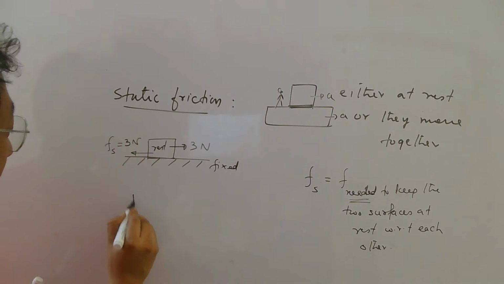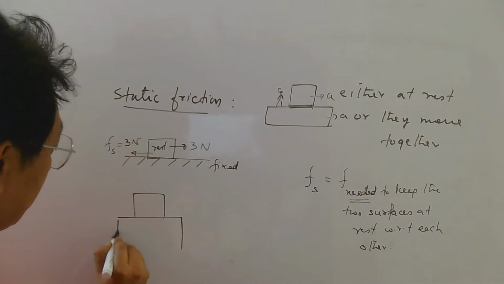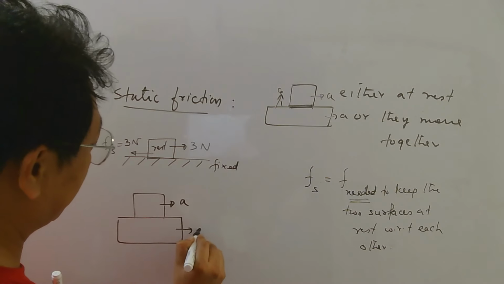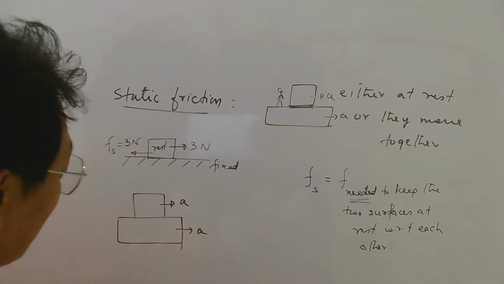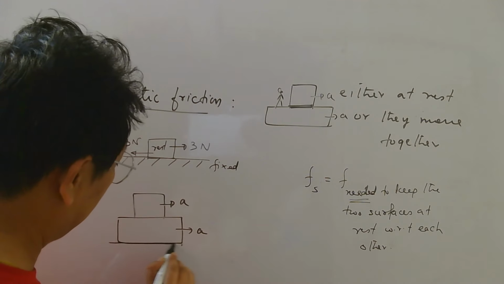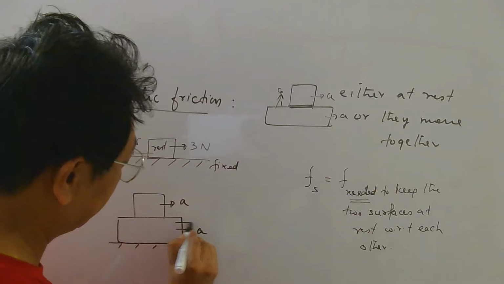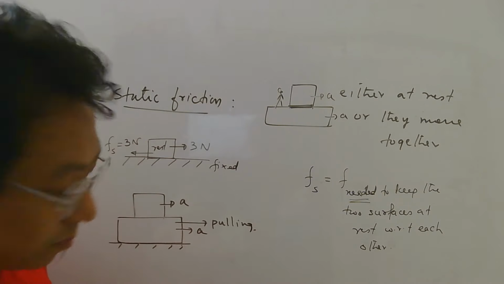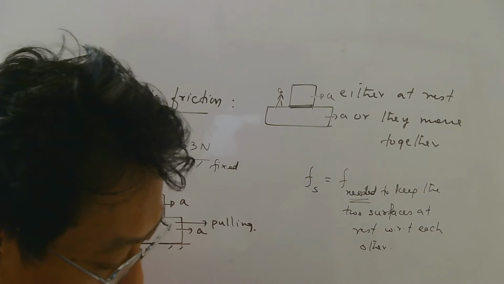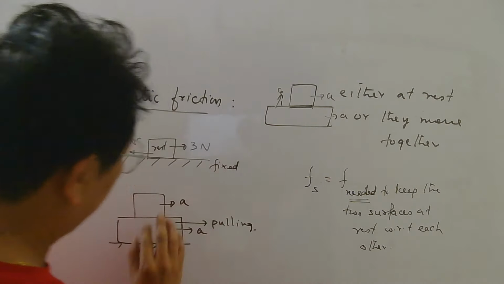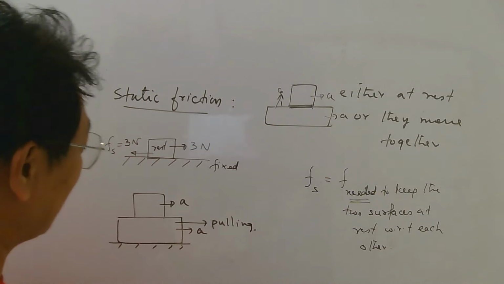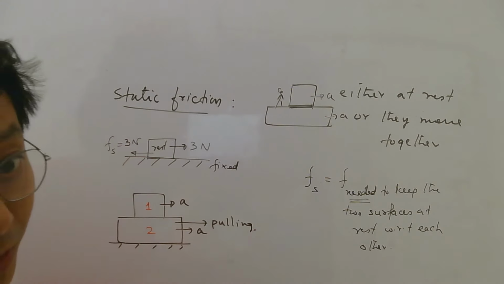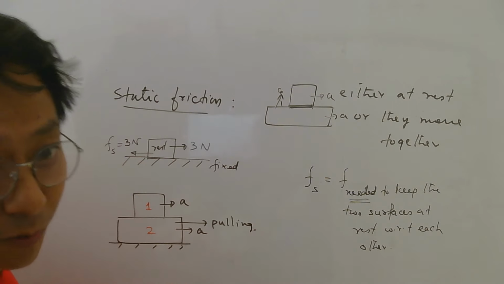Now let's say I have a 2 block system and both of them are moving together with the same acceleration. Let's say it happened because I am pulling the lower block. We will see more examples of this later, but I am just giving you an example right now. So because of my pulling, both of them are moving together. Now ask yourself, is there any force on the upper block by the lower block? It has to be, because if there is acceleration, there has to be force.